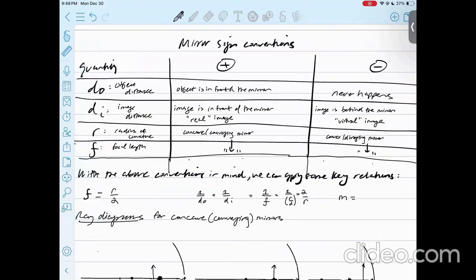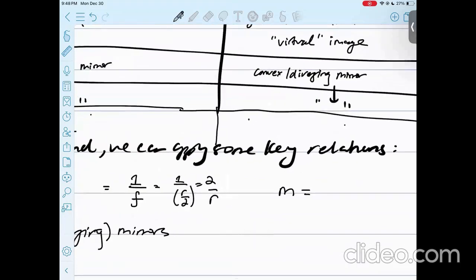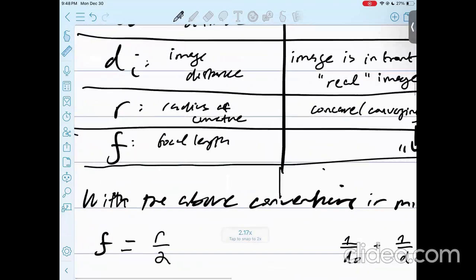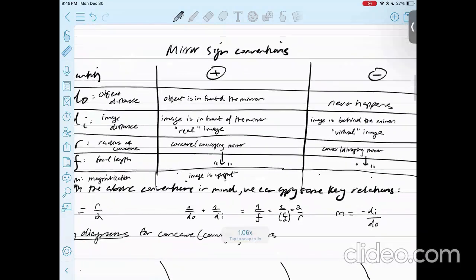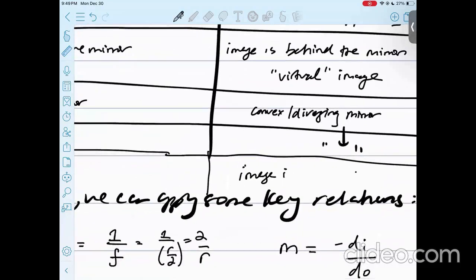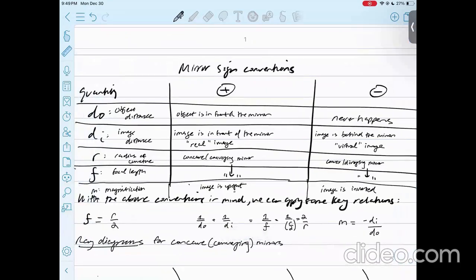And then our last key equation deals with the magnification. So this is how much your image is blown up. And this is equal to the negative of the image distance over the object distance. So I left a row in the table here so we can discuss the sign of magnification. When magnification is positive, your image is upright. And when it's negative, your image is inverted. So hopefully this table is helpful.